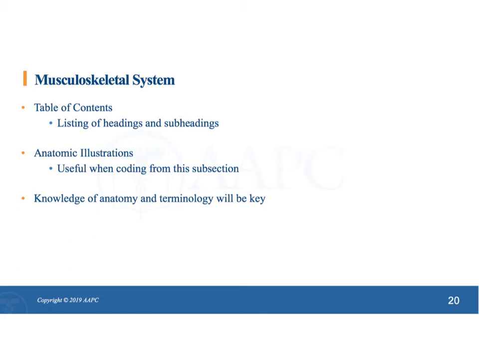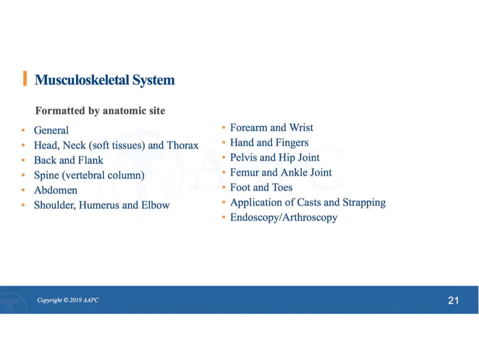Okay, now turning our attention to the musculoskeletal system in the CPT codebook. This section will list procedures involving muscles, bones, joints, ligaments, tendons, and cartilage. It is the longest section in CPT. This section contains very useful anatomical illustrations at the beginning of the section. This is a good time to review anatomy and have a medical dictionary handy. The beginning of this section also contains several instructions with useful definitions.